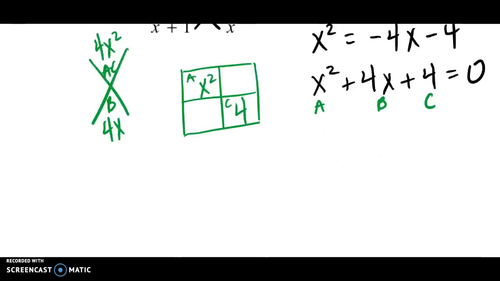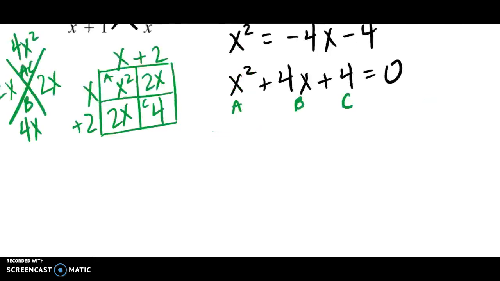Using the x and the reverse box method, these two numbers should be 2x and 2x. Now we fill them into the box, 2x and 2x, positive 2x. In order to get x squared, we need x and x. Here we're going to need a positive 2, and a positive 2. So this equation factored out is x plus 2, x plus 2.